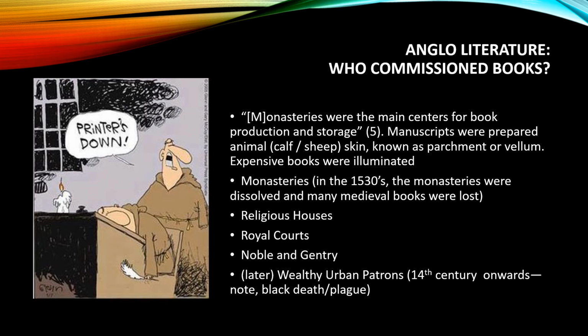Okay, so after the monasteries are gone, who's commissioning the books? Well, religious houses, royal courts, and the noble and the gentry. Later, you get just plain wealthy patrons that aren't noble, and they're not the gentry, but after the Black Plague, we start to see a growing middle class, and they have money, so they would commission books. One of the terms used to describe these persons is patron. If they're a patron of the arts, that means they're giving money to the arts.